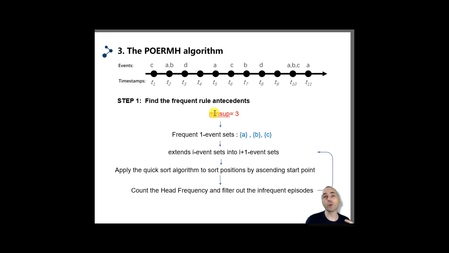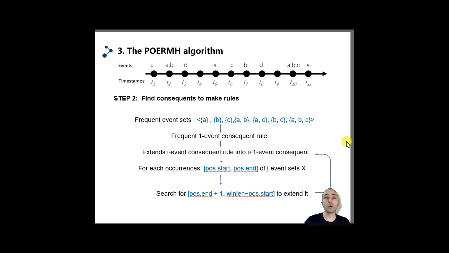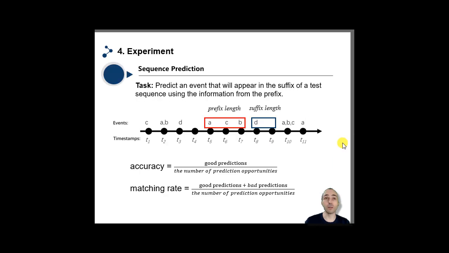So how does the algorithm work? First, it tries to find the antecedents of the rules, the left side of the rule, that appear many times. And then it tries to make the rules by combining these with the right side of the rule. Here I will skip the details about this, and if you want to know more about how the algorithm works, you can have a look at the paper.